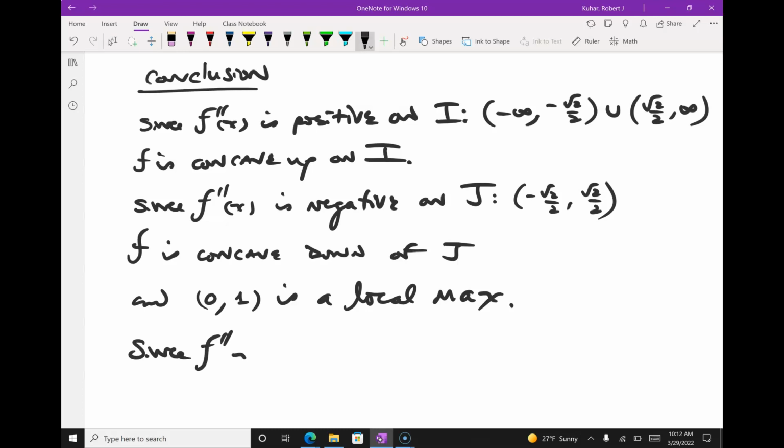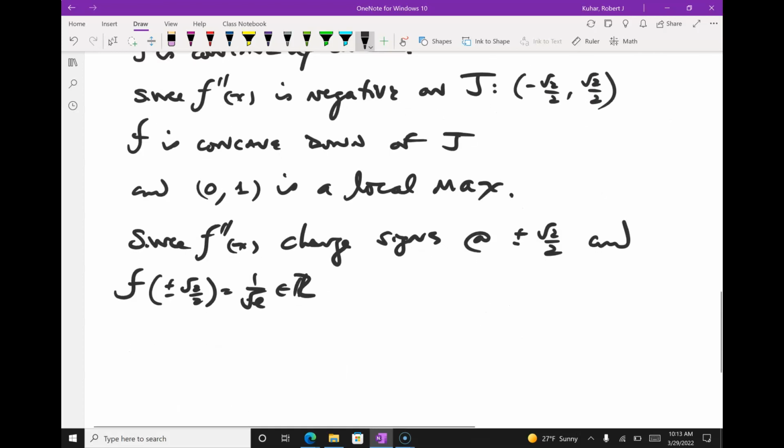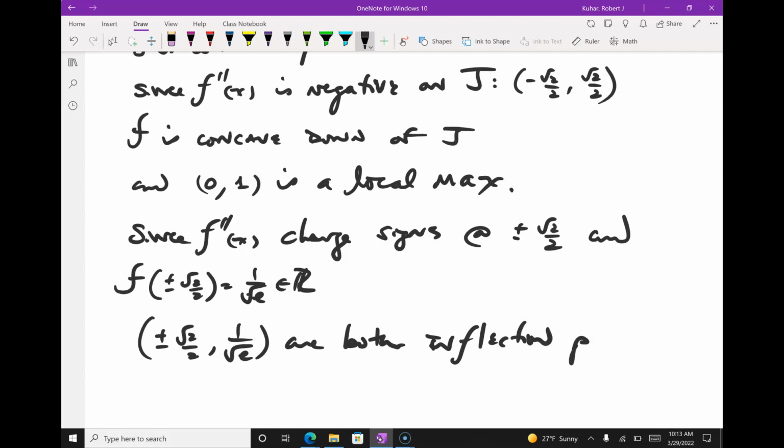Since f double prime of x changes signs at plus or minus rad 2 over 2, and f at plus or minus rad 2 over 2, which was equal to 1 over square root of e, exists, plus or minus rad 2 over 2, comma 1 over square root of e are both inflection points. Yuck. Horrible, huh?